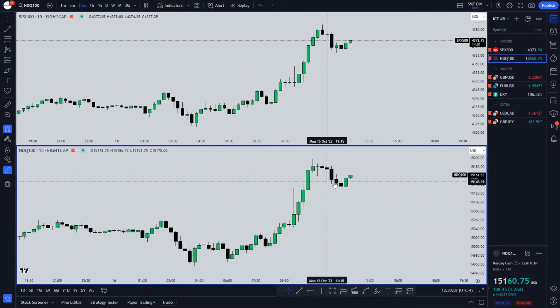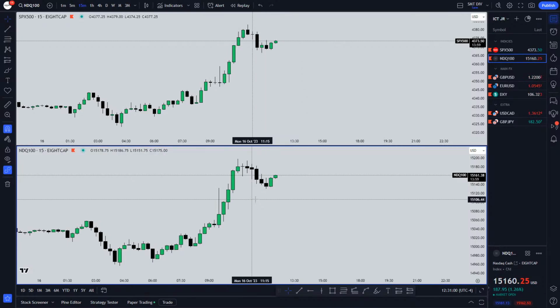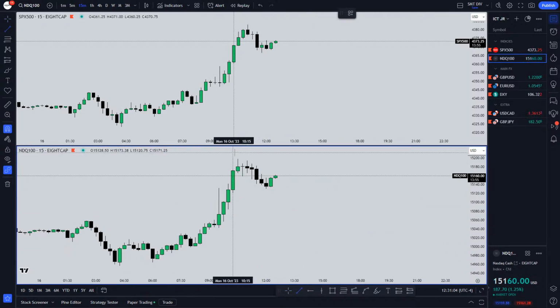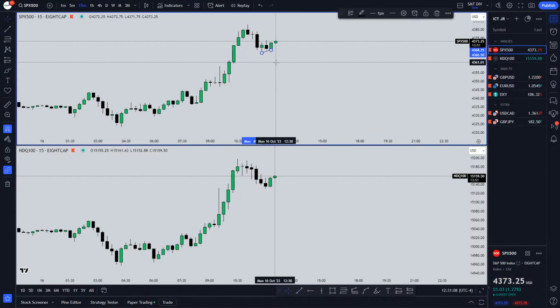What are you trading currently? Nothing right now. I try not to trade Monday, but if I was to take a trade, I would probably take a trade on SPX. So, you can see that perfectly.